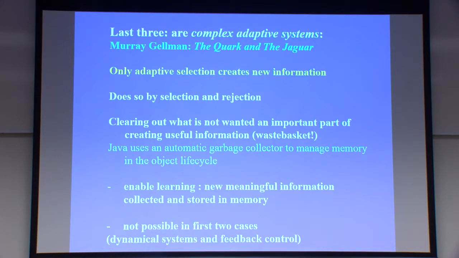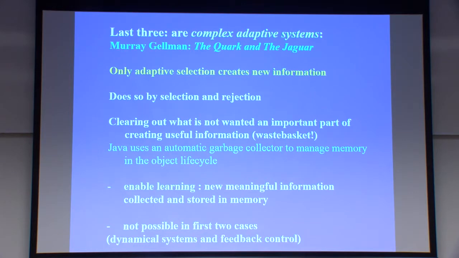And so, as I said many years ago in my inaugural lecture as a professor of applied mathematics, the most powerful tool of an applied mathematician is the wastebasket, where you throw away the theories which don't work. Java, for instance, uses an automatic garbage collector to manage memory in the object lifecycle and get rid of stuff you don't want. What's the criterion you use for getting rid of stuff you don't want? That's what matters. Adaptive selection enables learning. It enables new meaningful information to be collected and stored in memory, and it's not possible in these first 2 cases, dynamical systems and feedback control.